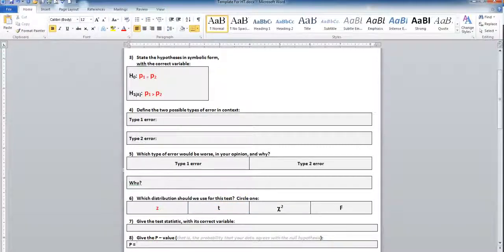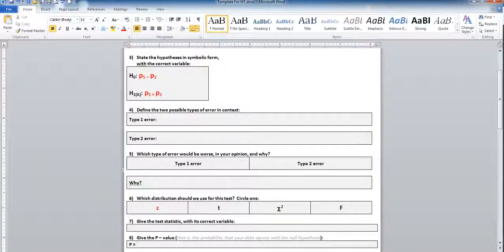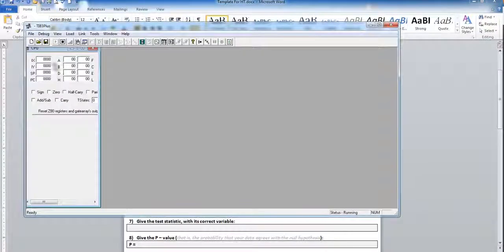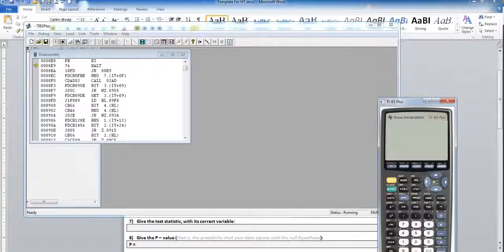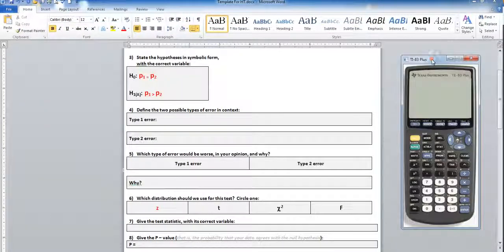Test statistic and p-value. Let's crank out the TI, which is where? I guess I got to start it up again. Nope, it's running somewhere. Where is my TI? Huh, I guess it's not running somewhere. Let's stop it, start it again. There you are. Sorry about that.